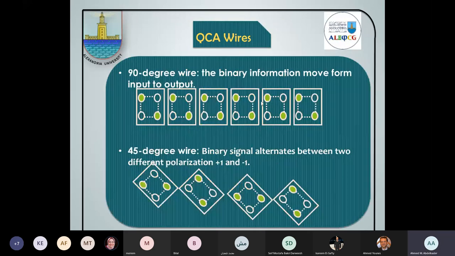As for QCA wire, there are two types of QCA wire. This figure represents a QCA wire with 90 degrees and the other represents the QCA wire with 45 degrees. The polarization in the 45 degree wire interchanges between the binary logic 0 and 1.